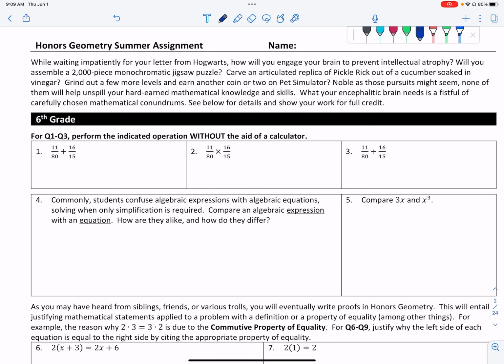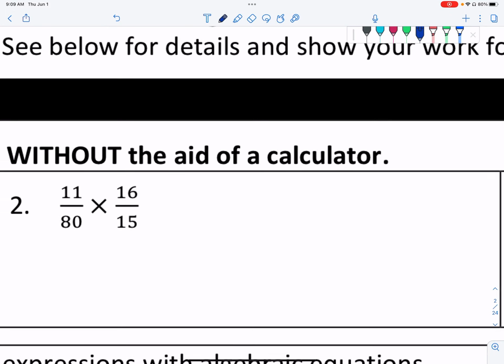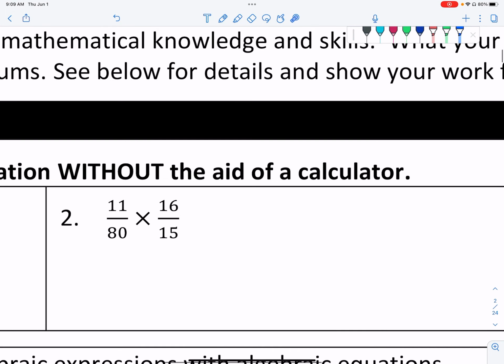On the first three questions here, we have the dreaded fractions. So let me ask you a question. Whenever you're solving a problem and you see a fraction in it, how does it make you feel? Does it give you a little bit of anxiety? Does it make you reach for the calculator? Because for some cruel reason, I'm asking you to do these three problems without a calculator.